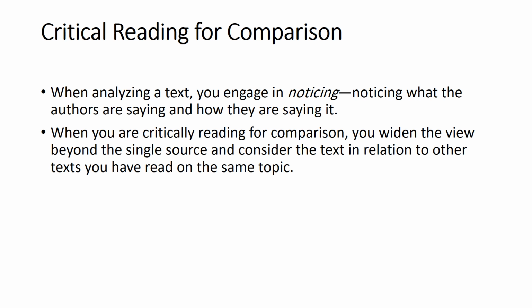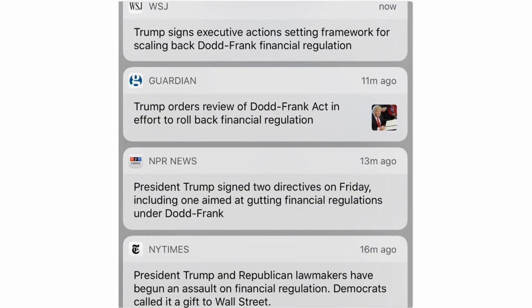So when we try to compare between two different texts, we analyze each text by noticing what the author is saying and how they are saying it. Let's look at this example. It's the same piece of news, however, it's said in 4 different ways.